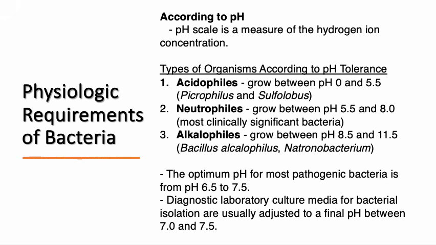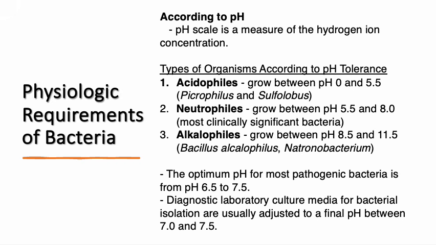So we can call certain types of organisms according to their pH tolerance. First, we call bacteria or organisms acidophiles if they can tolerate or grow between pH 0 and 5.5. Examples of acidophiles are Picrophilus and Sulfolobus.